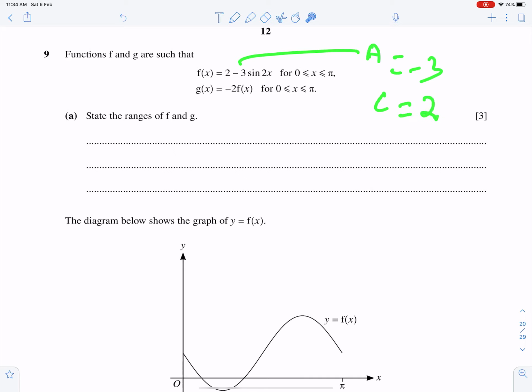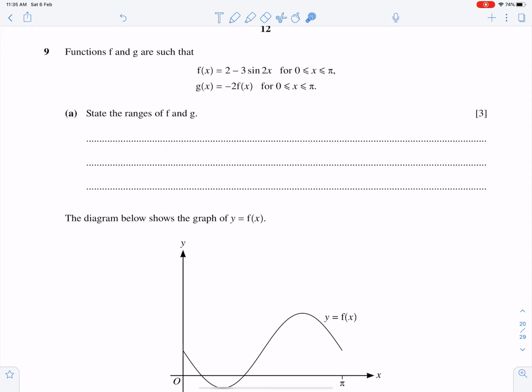Therefore, the range will be c plus a and c minus a. This is the range. Since a is negative, write c plus a here and c minus a here. So c plus a is negative 1 and c minus a is, I think, 5. Let me write this here. c is 2, a is minus 3. So c plus a is minus 1, c minus a is 5. Therefore, the range of f(x) will be minus 1 to 5.